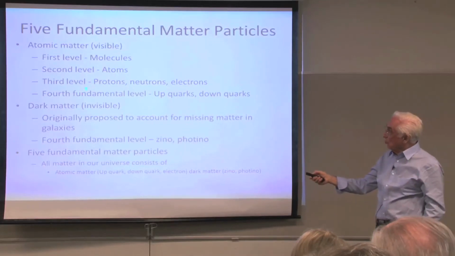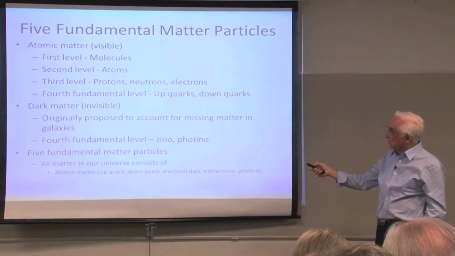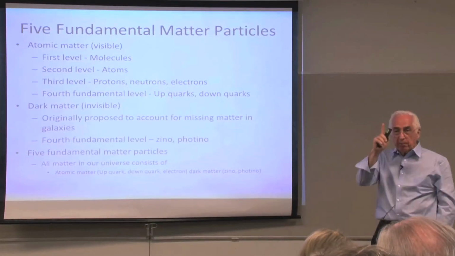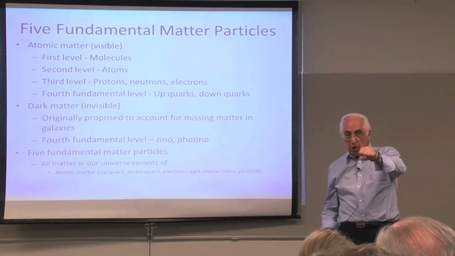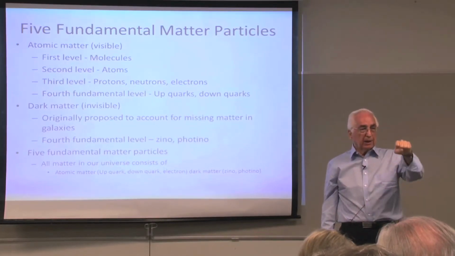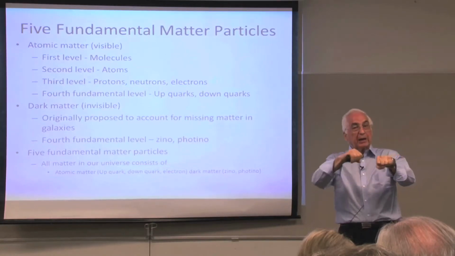At the fourth level, we can take protons and neutrons and break them up into their constituent parts, which are up quarks and down quarks. 1 proton equals 2 up quarks and 1 down quark, and 1 neutron consists of 1 up quark and 2 down quarks.